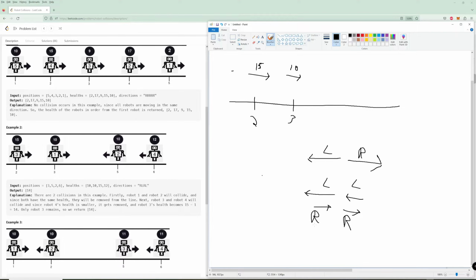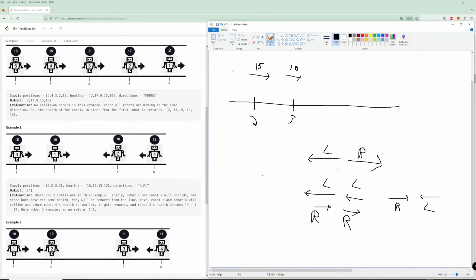The only way to have a collision is if they are going opposite directions, and the robot on the left has to be going right. So it has to be like this. This has to be right, this has to be left. This is the only way to have a collision.